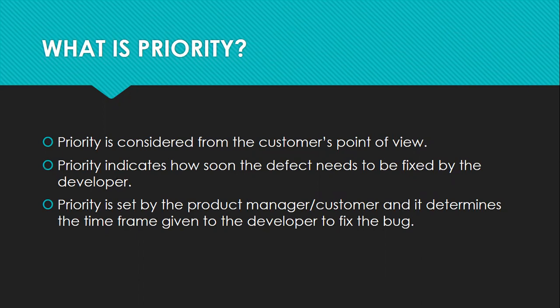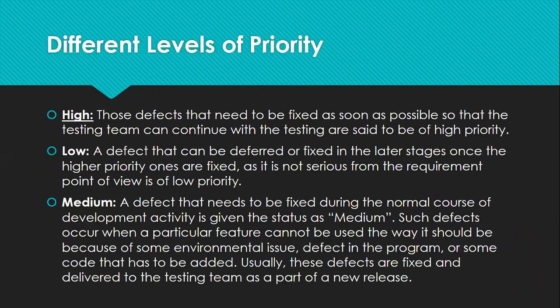Priority indicates how soon the defect needs to be fixed by the developer. Such decisions are generally taken by the product manager, or they can be taken by the customer or stakeholders. It basically impacts the time frame of the release, and these are decisions that a team, the software testers, would be taking in collaboration with the product managers or the customers.